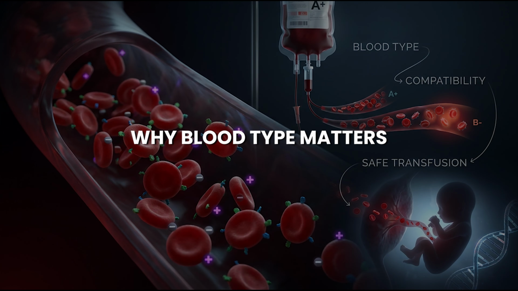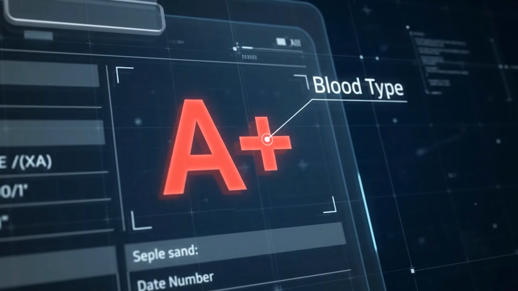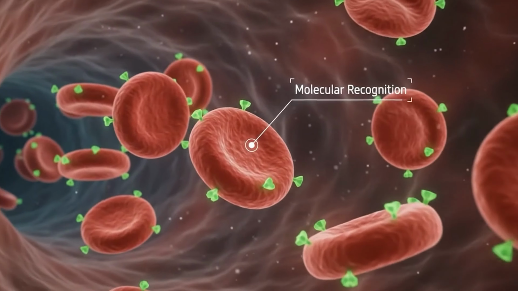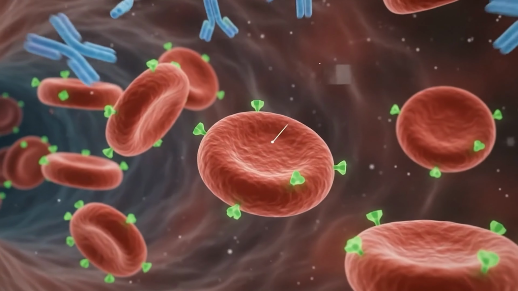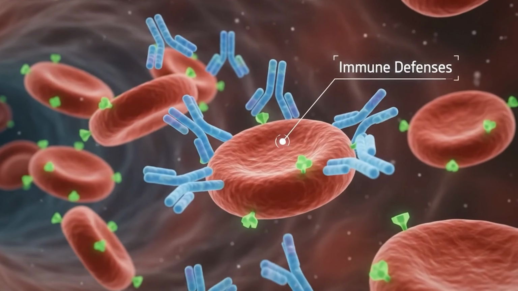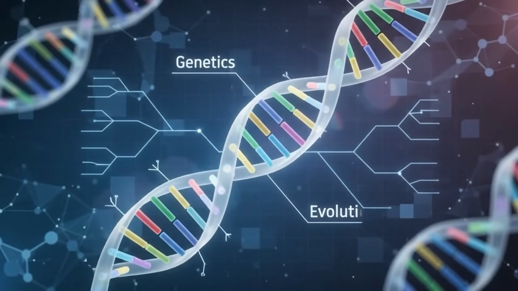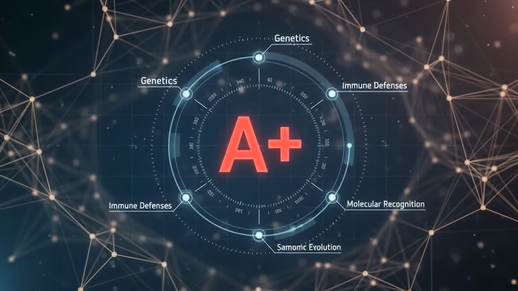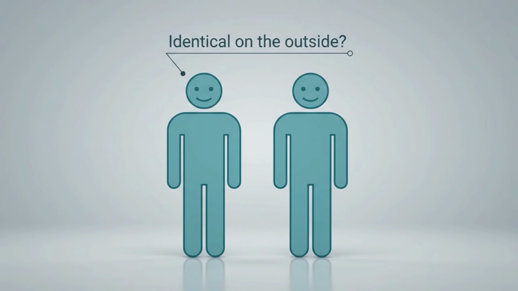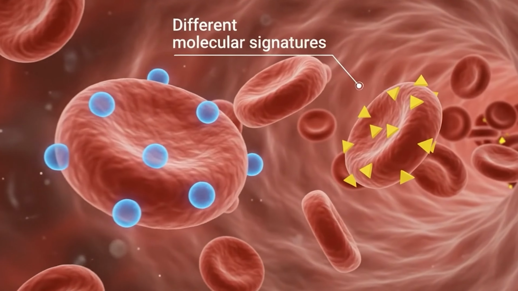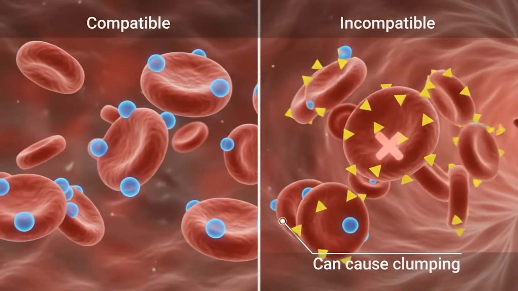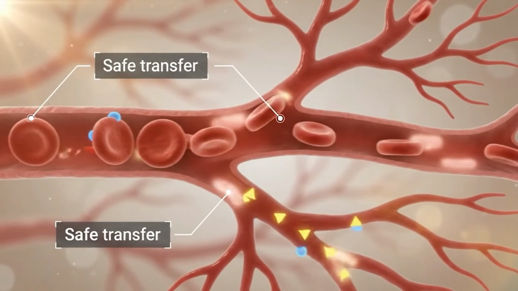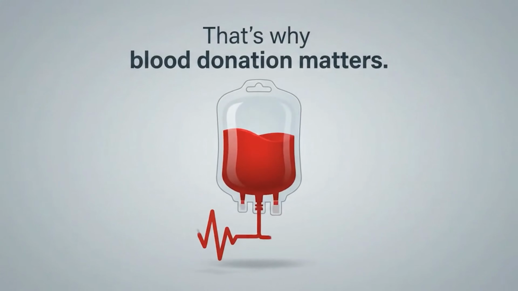Why blood type matters. Your blood type may seem like nothing more than a letter and a plus or minus sign on a medical record. But behind those tiny symbols is an extraordinary biological system involving genetics, immune defenses, evolution, and molecular recognition. Two people can look completely identical on the outside, yet their red blood cells can carry completely different molecular signatures. And those tiny differences can determine whether blood from one person can safely help another.